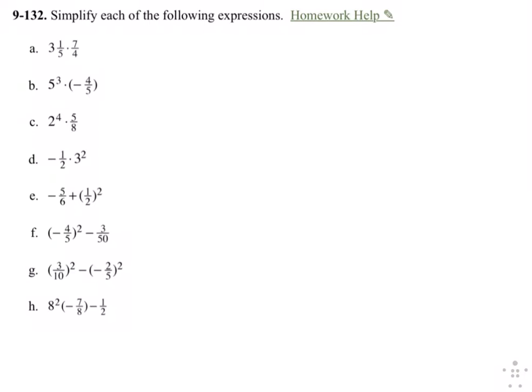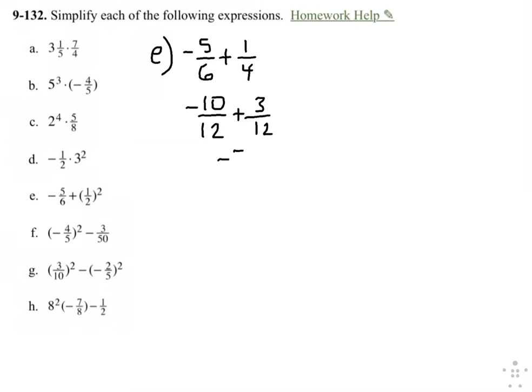So E, we have negative 5/6 plus 1/2 squared. 1/2 squared is 1/2 times 1/2, that's 1/4. Now we need a common denominator, so I'll take 12 as my common denominator. So that's negative 10/12 plus 3/12. That's negative 7/12 for E.